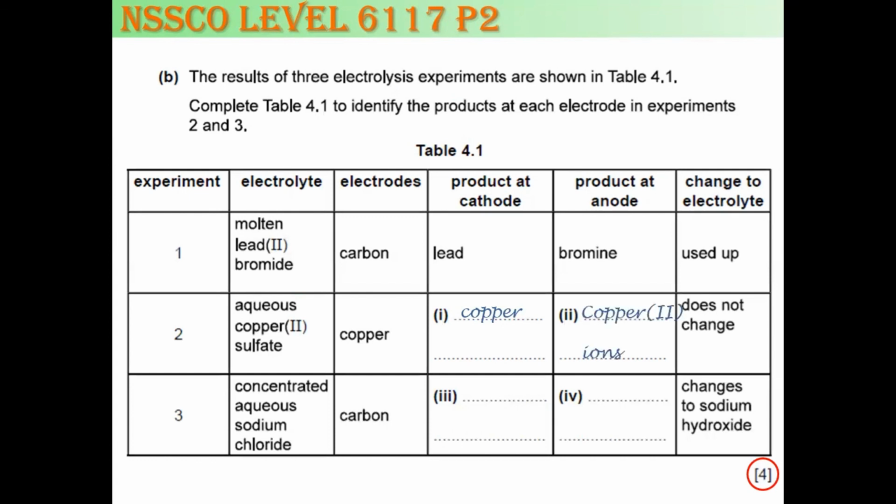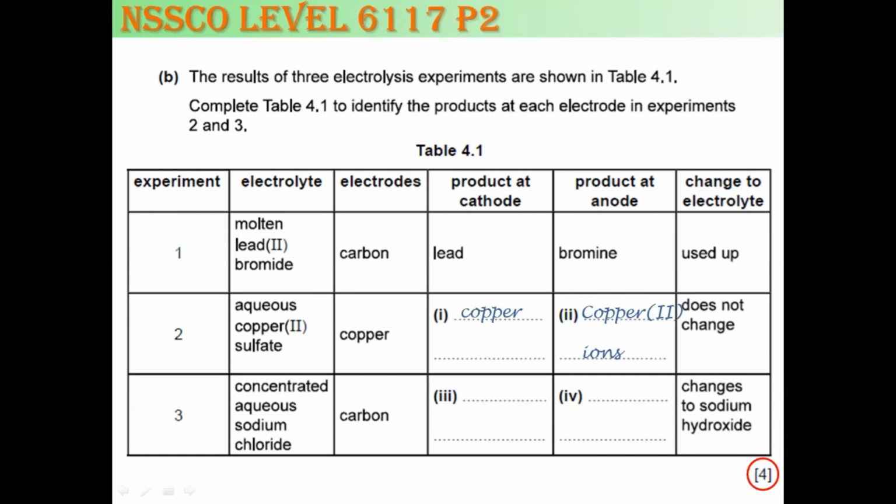And then what do we produce at the anode? At the anode, we produce the copper(II) ions. Remember, we are using copper electrodes, which means that the copper is going to dissolve into the solution. Although we have the hydroxide ions and the sulfate ions going to the anode, none of them are discharged, but instead copper is oxidized. So we're going to produce copper(II) ions. Okay, so let's go to experiment 3.